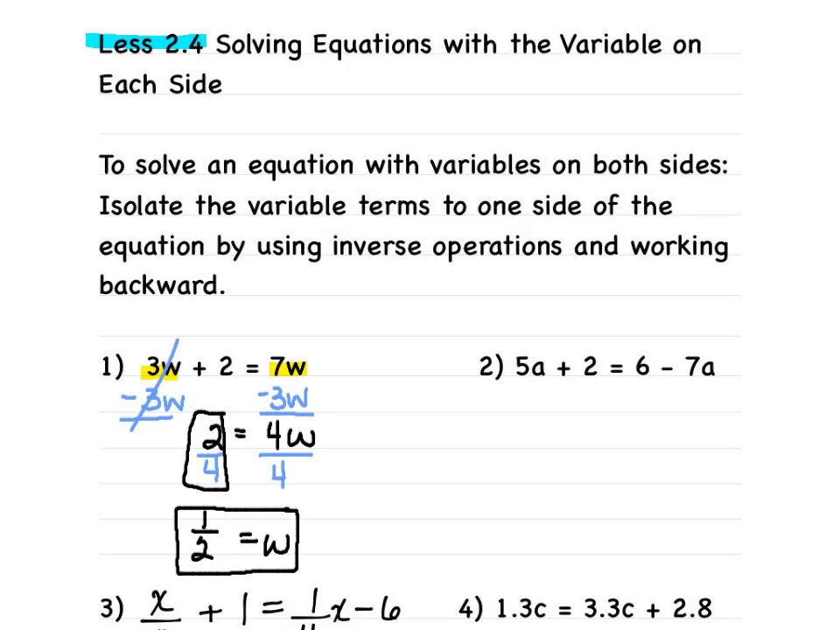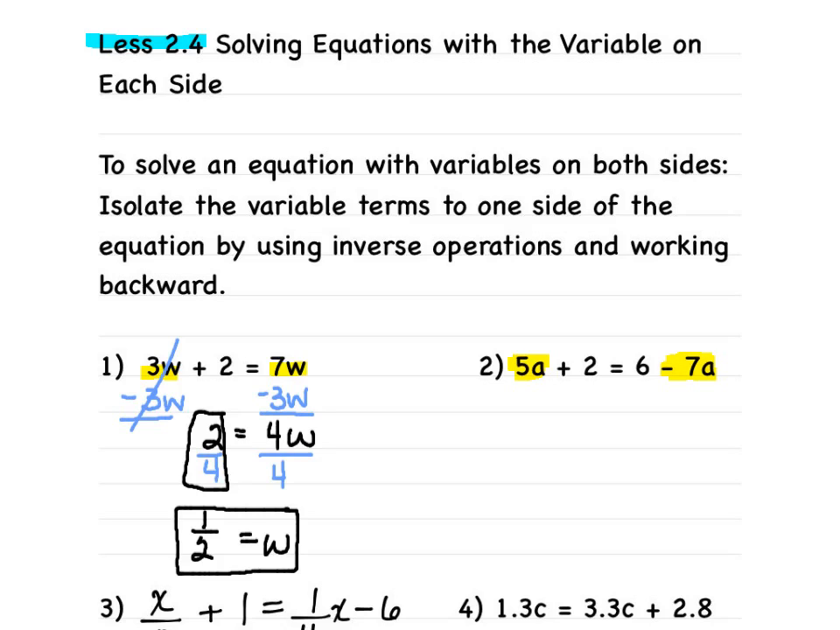Okay. Number 2, copy it down, please. 5a plus 2 equals 6 minus 7a. Let's first identify the two variable terms that we have on this problem. We have positive 5a and we have negative 7a. Those are the two variable terms, and we need to remove one of them.